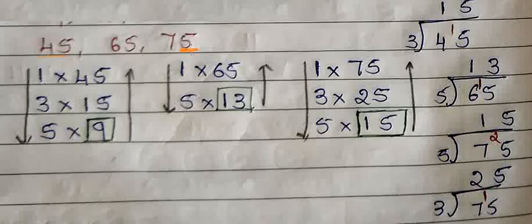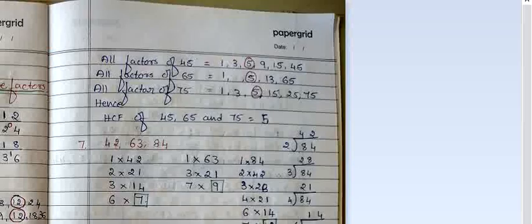Next number is 13. It's not there in 13's table also. Next number is 14. It's not there in 14's also. Next we have number 15. So 15 already we got, and so we will stop. All the factors of this number 75 are, here we wrote all the factors of this 75 as 1, 3, 5, 15, 25 and 75.